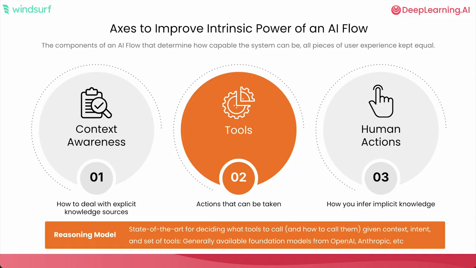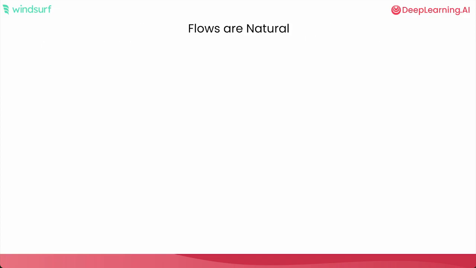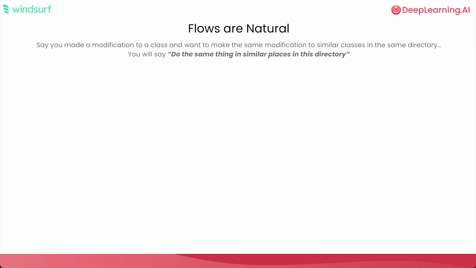So putting it all back together again, it's this combination that makes this collaborative agentic experience feel very natural. Say you want to make a modification. You made a modification to a class, and now you want to make that same modification to other classes in the same directory. This is a relatively boilerplate task, but if there was a human pair programmer right next to me who has been observing the work that I've been doing, I could just tell them, hey, do the same thing in similar places in this directory.